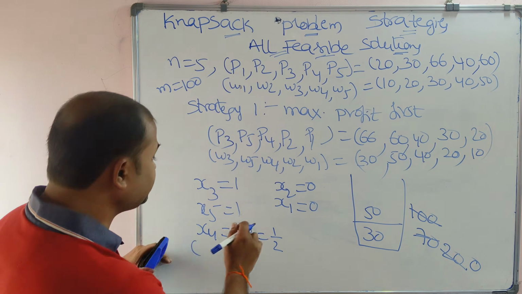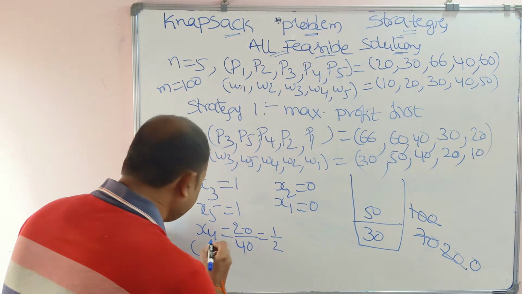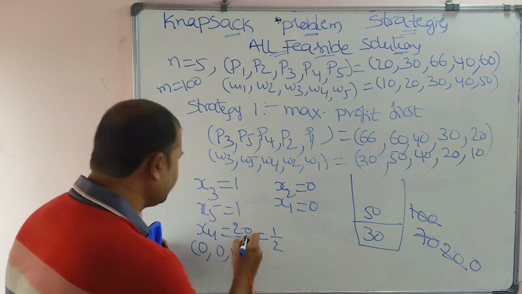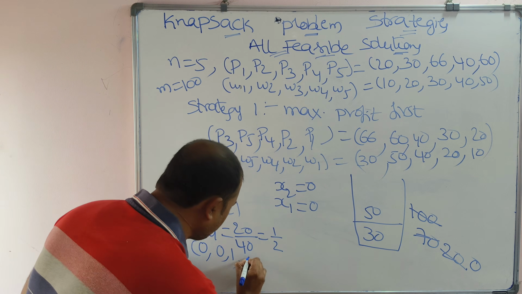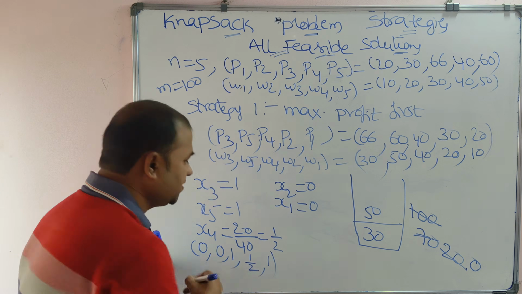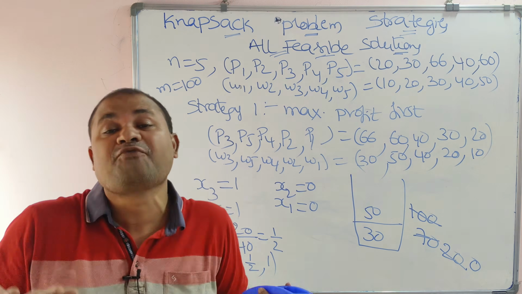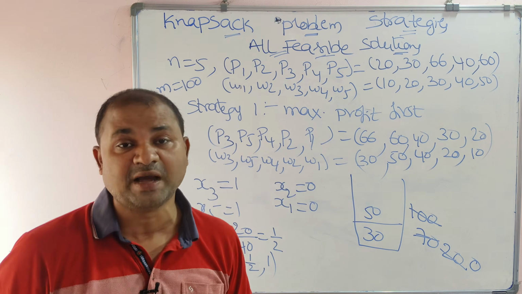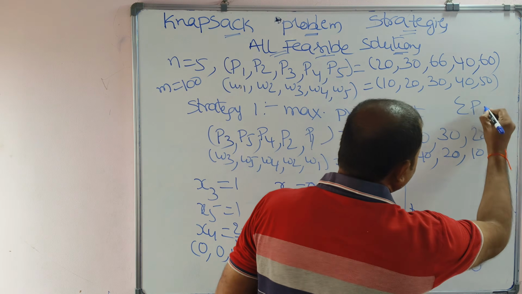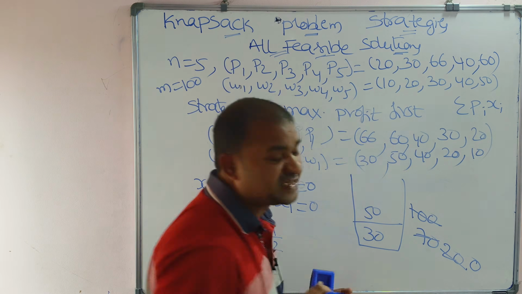So what is the solution vector now? Solution vector means x1, x2, x3 likewise. x1 value is 0, x2 value is 0, x3 value is 1, x4 is 1 by 2 or 0.5, it is your choice. x5 value is 1. Now we have to calculate the profit. For profit, what is the formula? Sigma PiXi. This is the formula for calculating maximum profit.